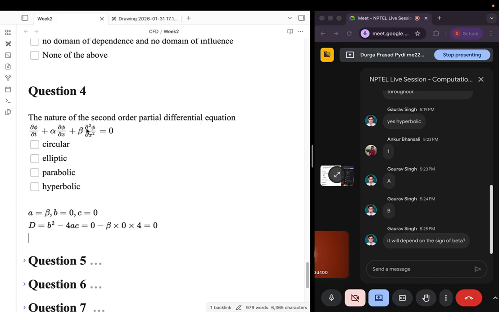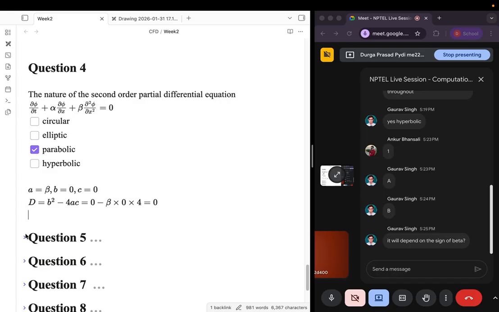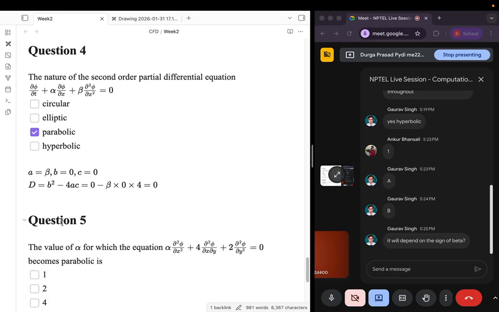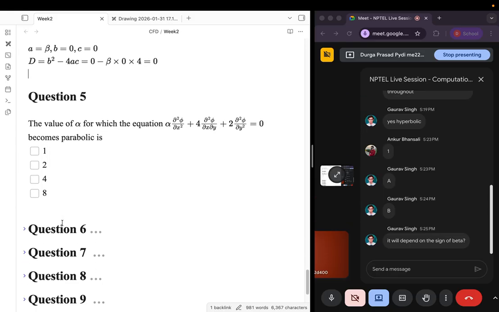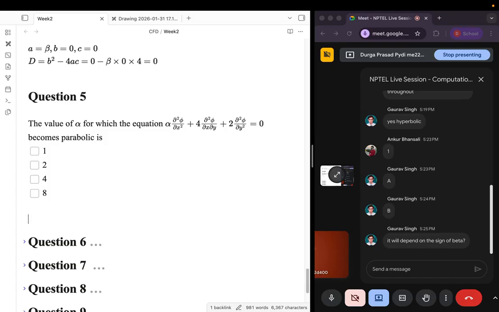You have to only consider the coefficients of the highest derivative. Hope that is clear. This is the one that you are saying. So if it is parabolic, all you have to do is solve this equation and get the value of alpha. They're more of practice problems. You can quickly solve them.